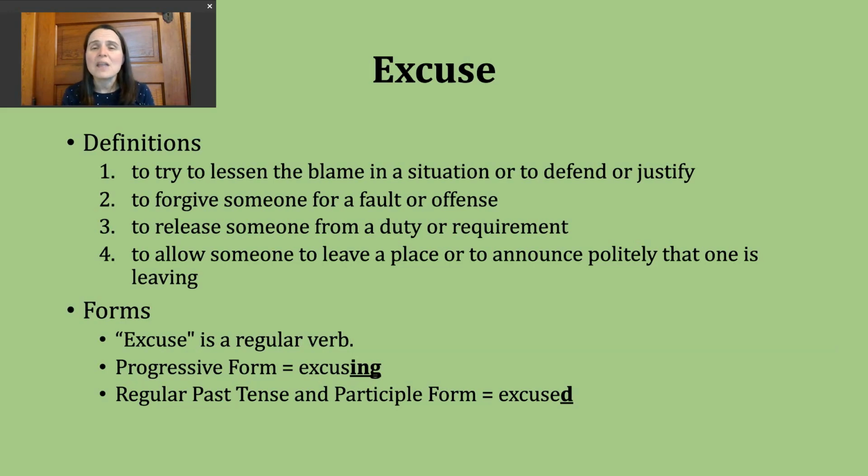You should know that the verb excuse is a regular verb. To make the progressive form of this verb, you're going to drop the E and then add ing to form excusing. The past tense and participle forms of this verb can be made just by adding the letter D since this verb already ends in an E.